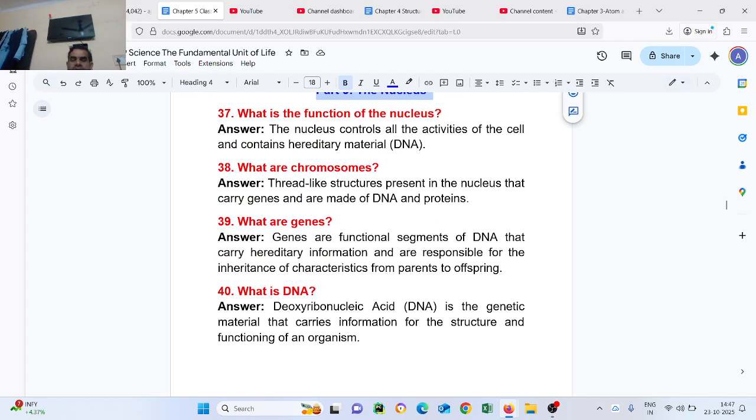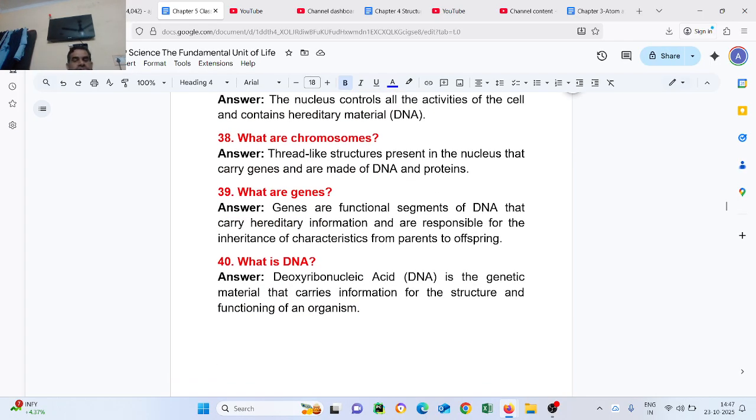Question number 40. What is DNA? Deoxyribonucleic acid. DNA is the genetic material that carries information for the structure and functioning of an organism.